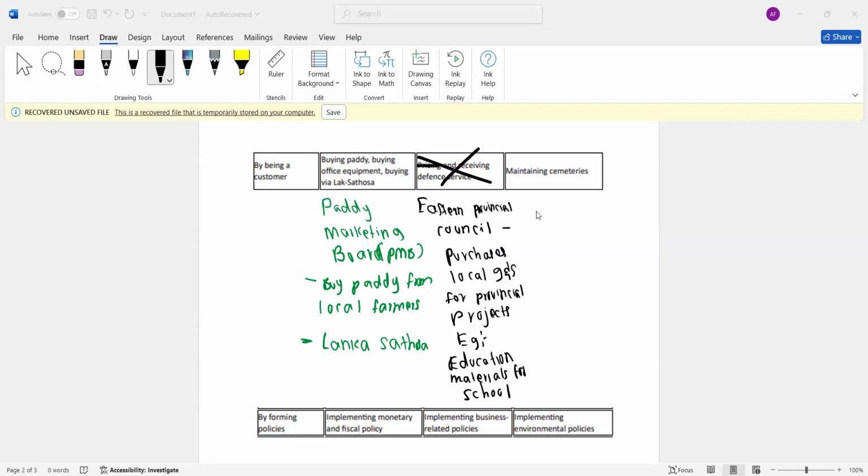And local authorities, what do they do? Now, maintaining cemeteries. Cemeteries are under whom? Who actually owns it? Central government owns it, right? But then, who maintains it? The maintaining part is done by, as I told you with waste management, local authorities, right? Now, I'll take Galle.